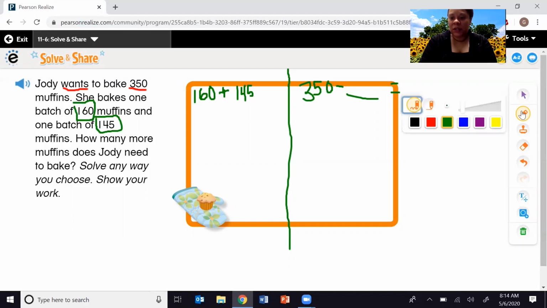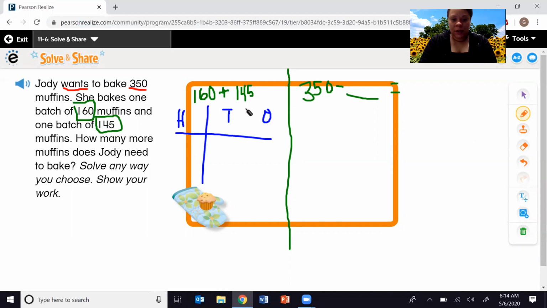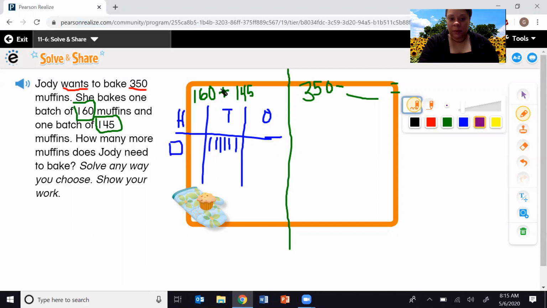Okay, so how can we solve 160 plus 145? Well, there are different ways we can do it. In this case, I think I want to do HTO. So I'm going to write my HTO chart, and I'm going to write my number. Let's do 160. So I have 0 ones, 6 tens, 1, 2, 3, 4, 5, 6, and 100. Good.